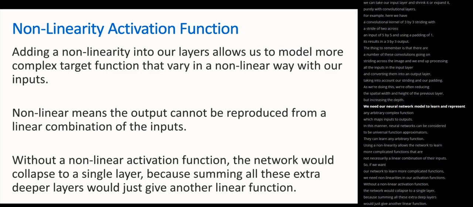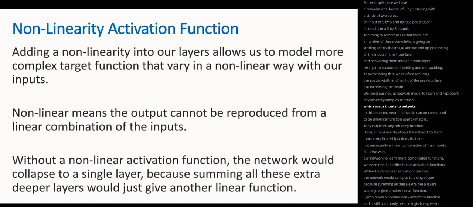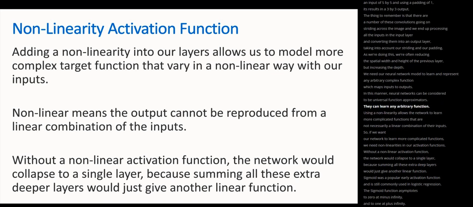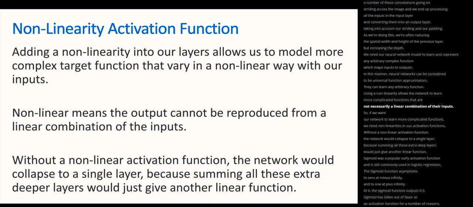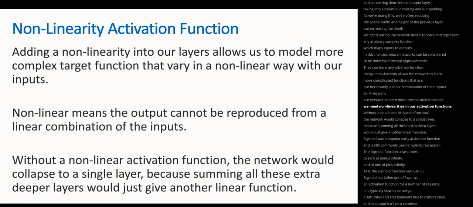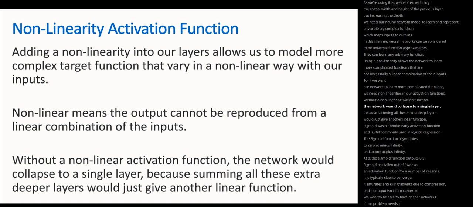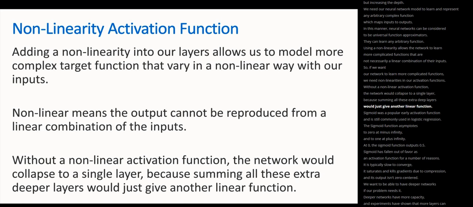We need our neural network model to learn and represent any arbitrary complex function, which maps inputs to outputs. In this manner, neural networks can be considered to be universal function approximators. They can learn any arbitrary function. Using a nonlinearity allows the network to learn more complicated functions that are not necessarily a linear combination of their inputs. So, if we want our network to learn more complicated functions, we need nonlinearities in our activation functions. Without a nonlinear activation function, the network would collapse to a single layer, because summing all these extra deep layers would just give another linear function.